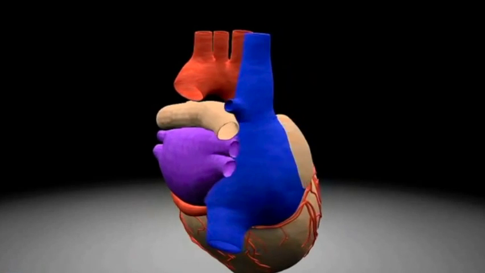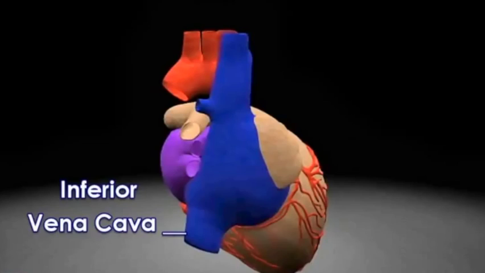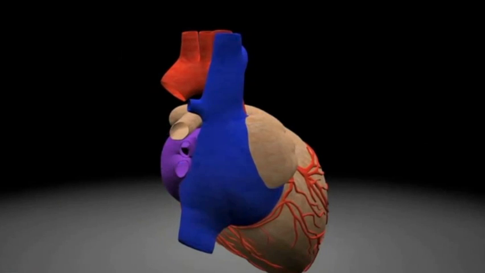Inferior vena cava. The inferior vena cava, also known as the posterior vena cava, is the large vein that carries deoxygenated blood from the lower half of the body into the right atrium of the heart. It is posterior to the abdominal cavity and runs alongside the vertebral column on its right side. It enters the right atrium at the lower right backside of the heart.